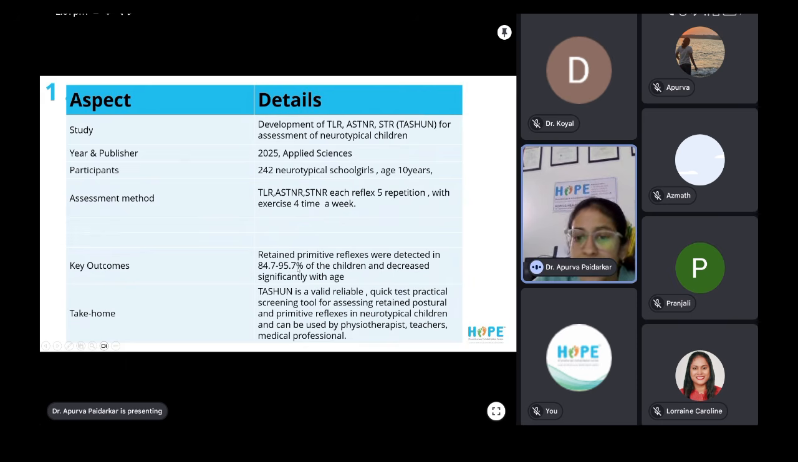The key outcomes: retained primitive reflexes were detected in 84.7 to 95.7% of the children and decreased significantly with age. This one is a postural reflex and these two are primitive, and both were tested. So the take home message is that Tashun is a valid, reliable, quick, practical screening tool for assessing retained postural and primitive reflexes in neurotypical children, and it can be used by physiotherapists, teachers or medical professionals.